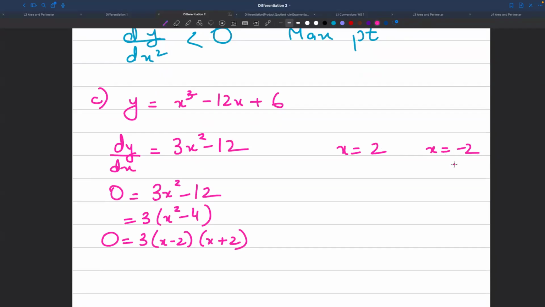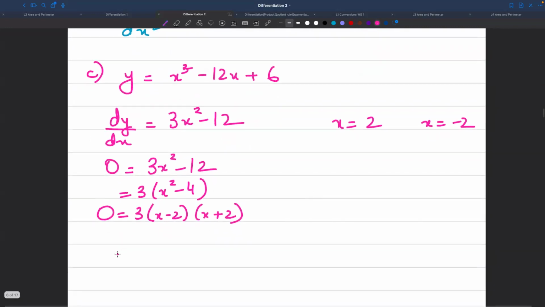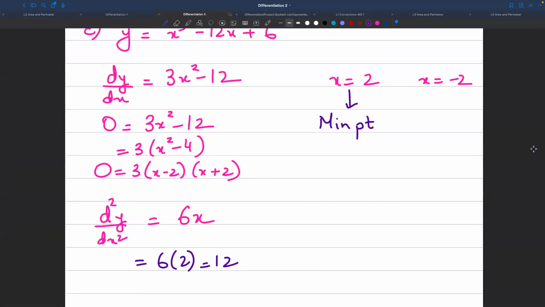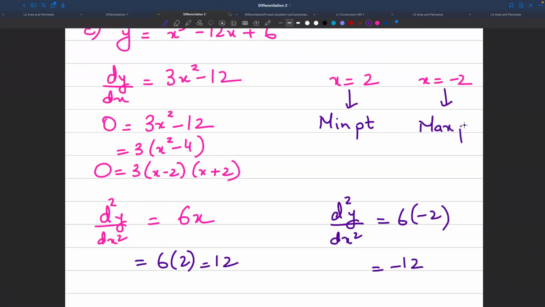How do I know which one of these will give me a maximum or a minimum point? I will differentiate my dy dx one more time. I will get 6x, right? Now in this, you will first put x equals to 2. I will get 12, which is greater than 0, so this will be a minimum point. And when I put x equals to minus 2, I will get a negative answer. It is less than 0. It means it will be a maximum point.